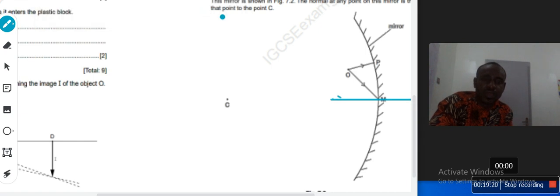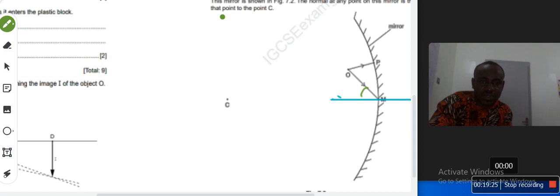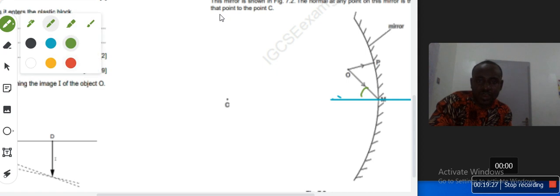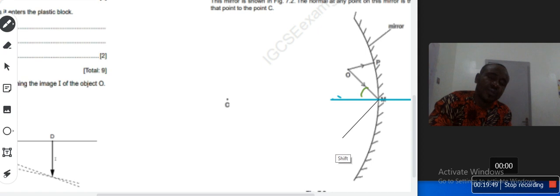That's the normal. So if this is the normal, this means this is the angle of incidence. With this angle of incidence, we can draw the reflected ray. For this ray OM, this is its reflected ray, forming the same angle as the angle of incidence, because the angle of reflection is always equal to the angle of incidence during reflection. Let me make it better and neater. So it will come out like this.